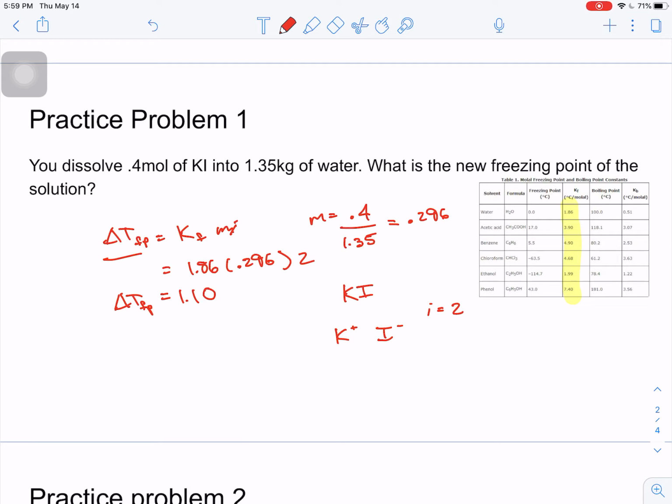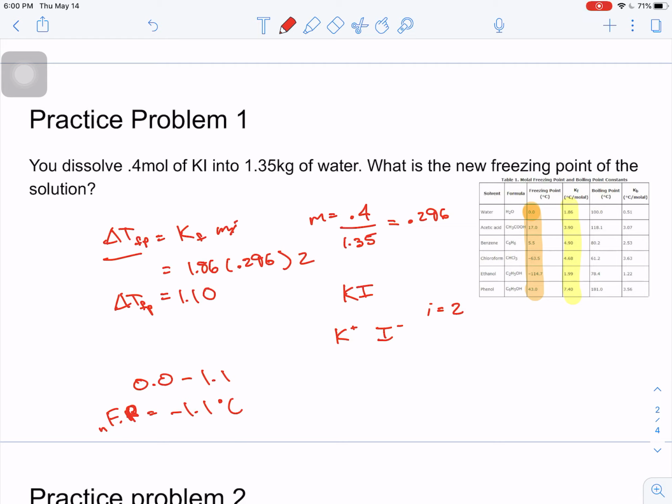So again, we can look at our table. Here's our original freezing points. Water has an original freezing point of 0.0. So I just have to subtract my 1.1, and my new freezing point equals negative 1.1 degrees Celsius.